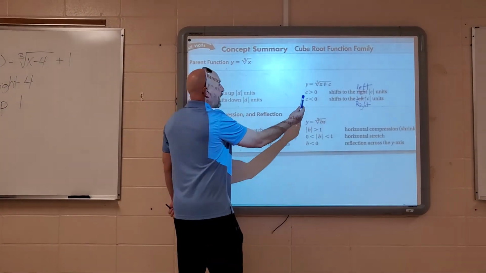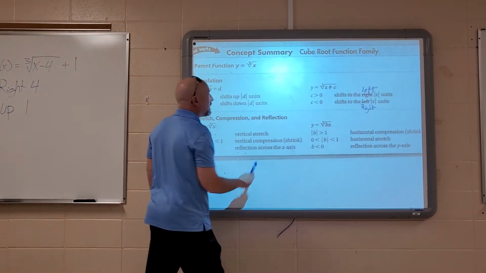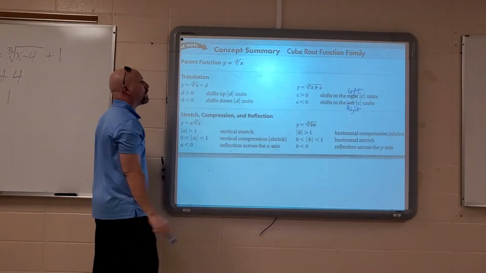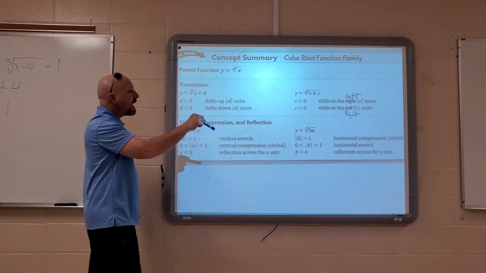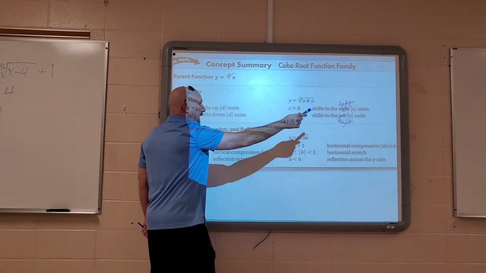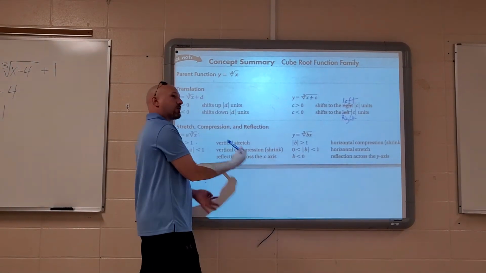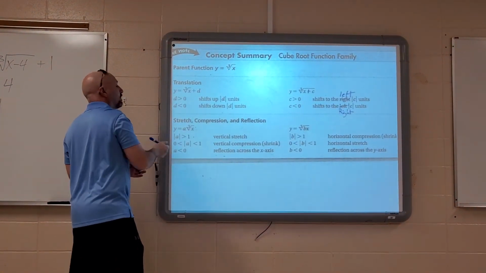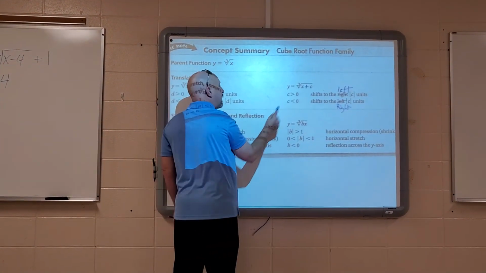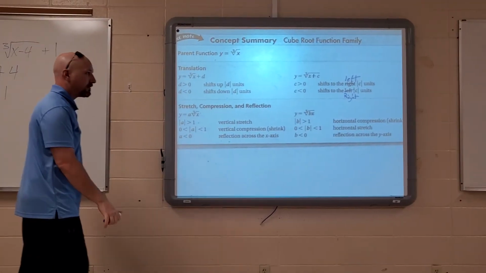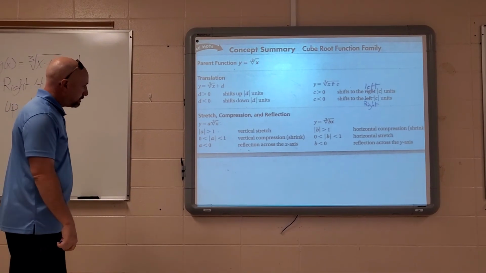Okay? If it adds something inside the function, which would be inside the cube root, then that moves the graph left and right. If c is positive, it goes backwards. It moves it actually negative. If c is negative, then it moves it to the right, or positive. It's backwards for some reason. That's the way it works.